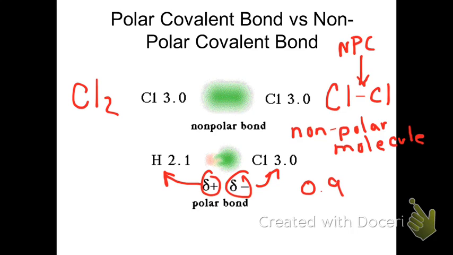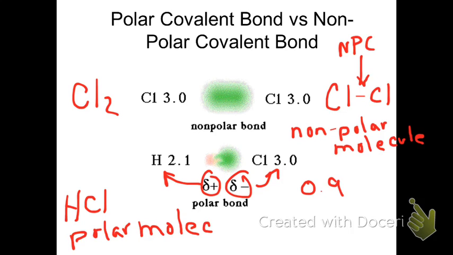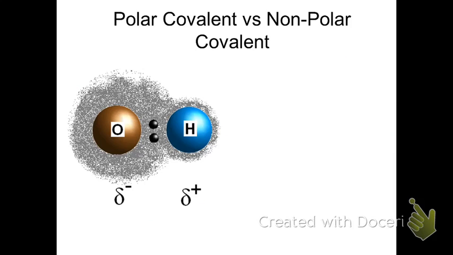There's only one bond between hydrogen and chlorine in HCl. This is a polar bond, and so when we talk about HCl, we would say it's a polar molecule. Okay? Polar molecule. Today in your homework, you'll have to be able to make that distinction between a nonpolar and a polar molecule.